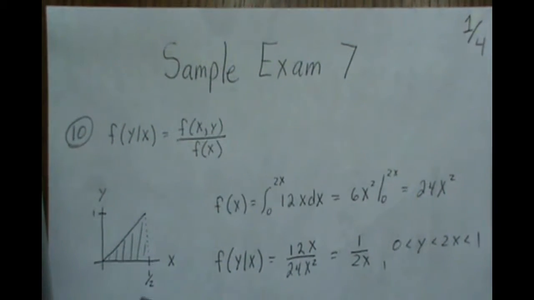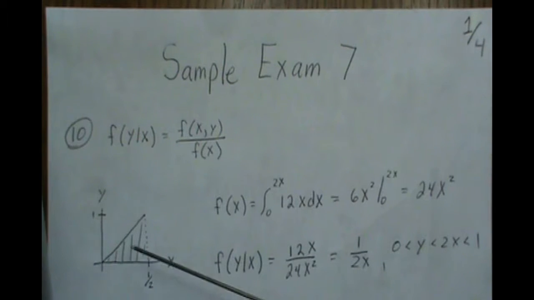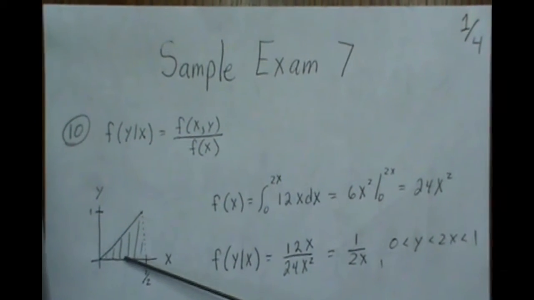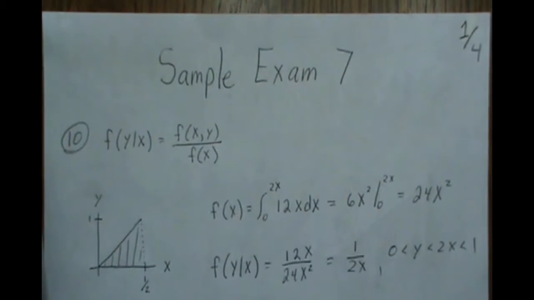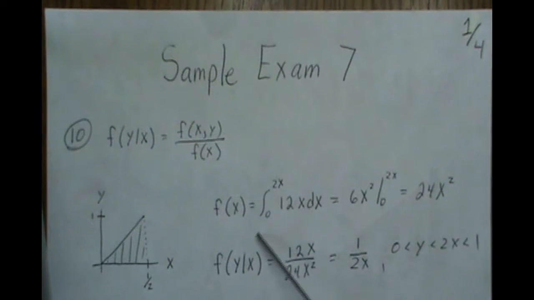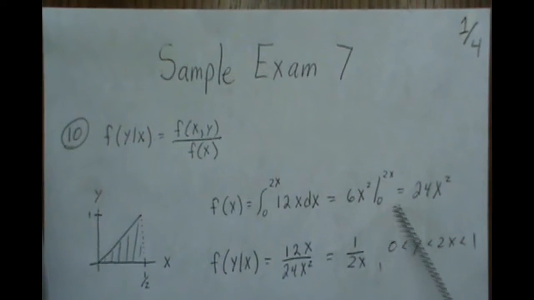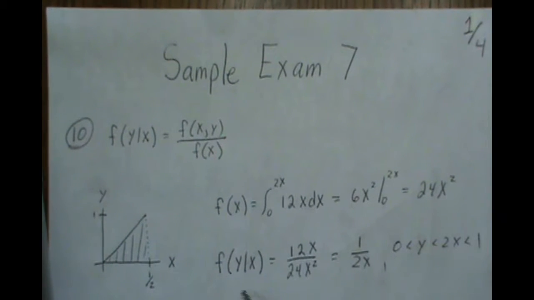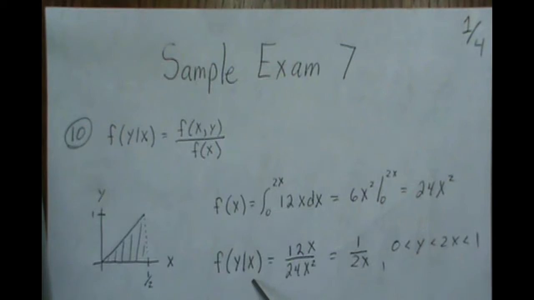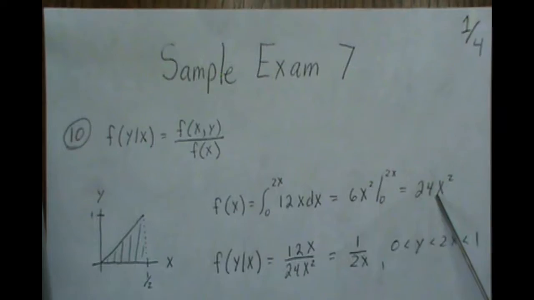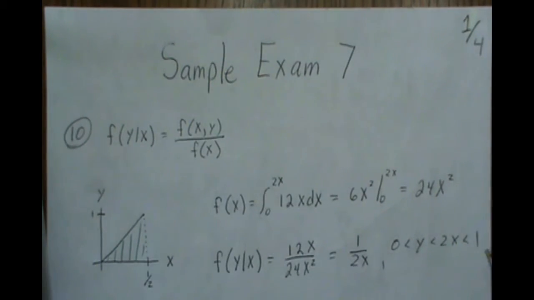We're in this region. To integrate out y, we go from this function down to 0. So f of x, you integrate from 0 to 2x of our joint density, and we get 24x squared. So f of y given x is the joint, which is given in the problem, divided by what we just solved, which gives 1 over 2x for this region.